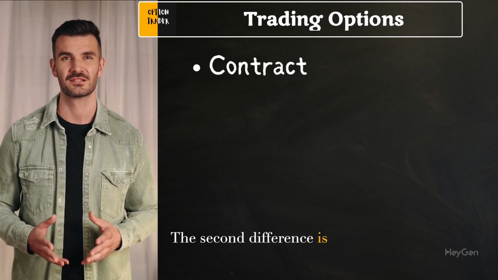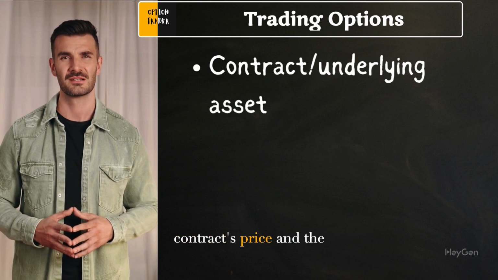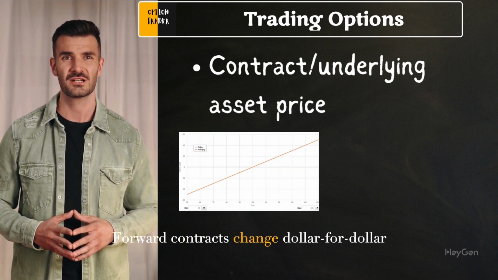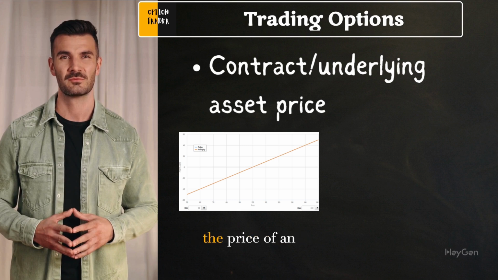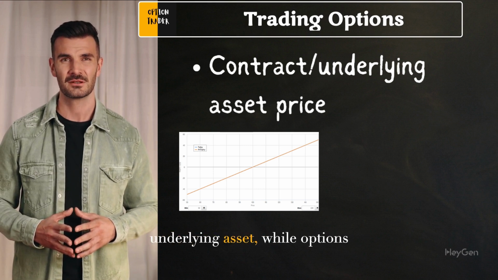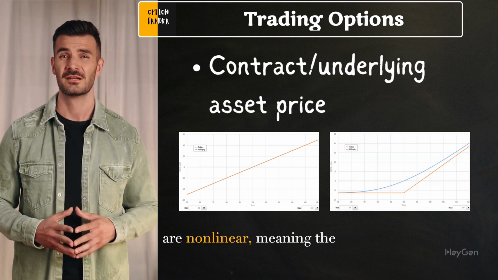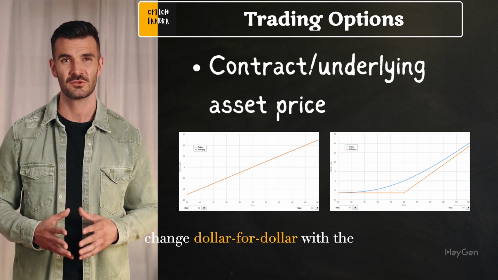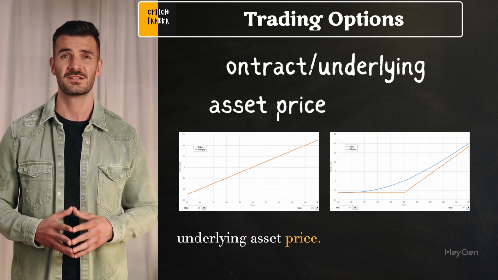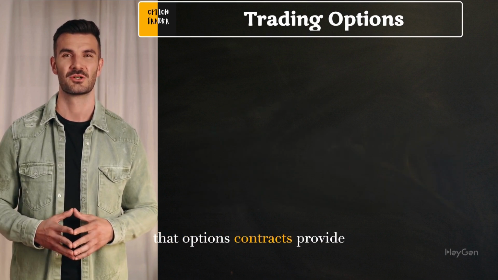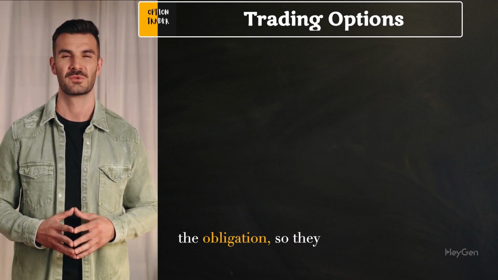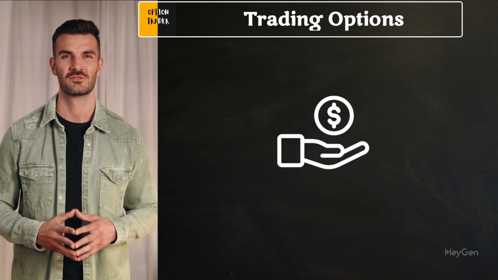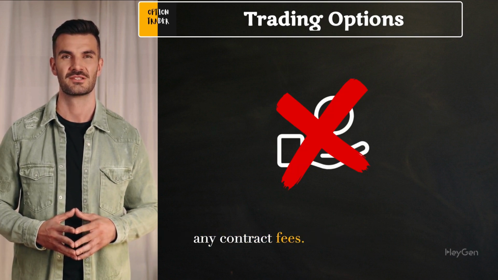The second difference is the relationship between the contract's price and the underlying asset's price. Forward contracts change dollar for dollar with the change in the price of an underlying asset, while options are nonlinear, meaning the price of the option contract does not necessarily change dollar for dollar with the underlying asset price. The last difference is that option contracts provide the right but not the obligation, so they come with a fee called a premium, whereas forward contracts don't have any contract fees.